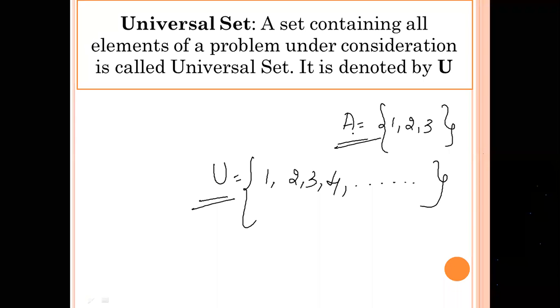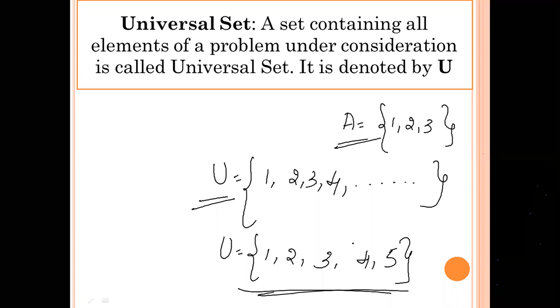Read the definition on the screen also. A set containing all the elements of a problem under consideration. It has no end? No, that is not the universal set. I can write my universal set like this. This is one universal set for set A. I can write my universal set as this also. Even this is my universal set for set A. Then what is a universal set?